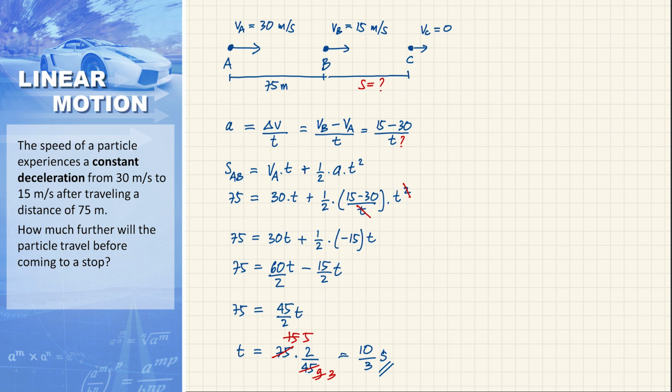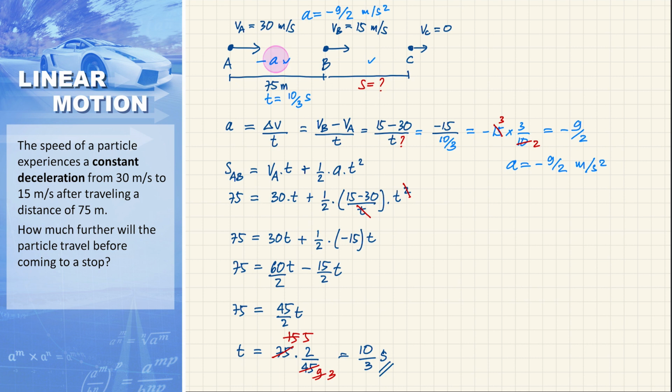Let's continue with the discussion of this problem. From the value of t that we have obtained, we can calculate the deceleration of this particle. That is, minus 15, divided by 10 over 3. Thus, we can find the value of A is minus 9 over 2. Since the problem mentions constant deceleration, A in segment AB and segment BC is the same.